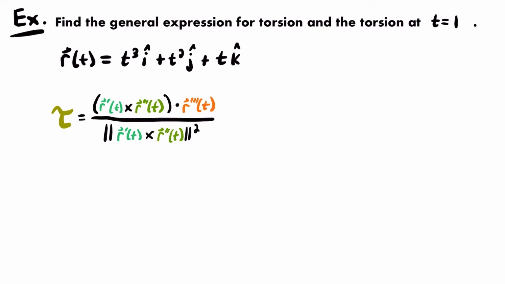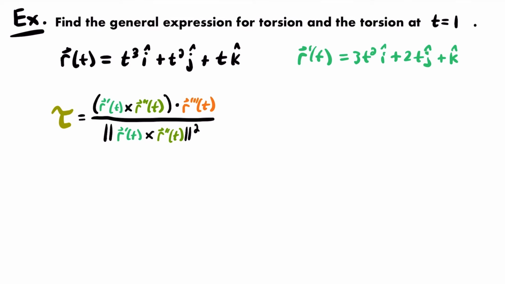Beginning with the first derivative, r prime of t, you want to take the derivative of each of these components. So we'll have 3t squared times i plus 2t j plus k. We just use the power rule for derivatives in each case. Multiply that 3 down, subtract 1 from the exponent, 3t squared. 2 multiplied down, subtract 1 from the exponent, 2t. And the derivative of t is 1, so you just get k.